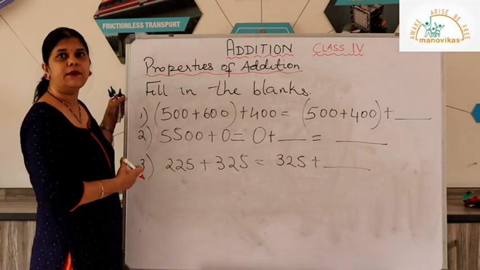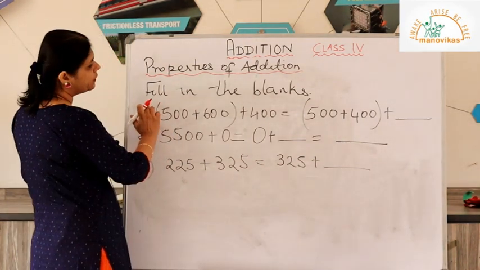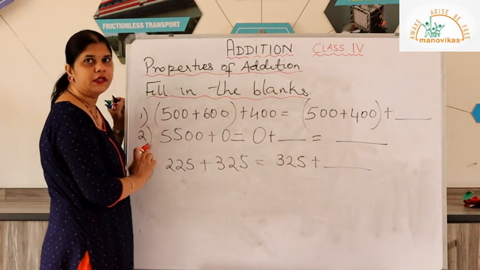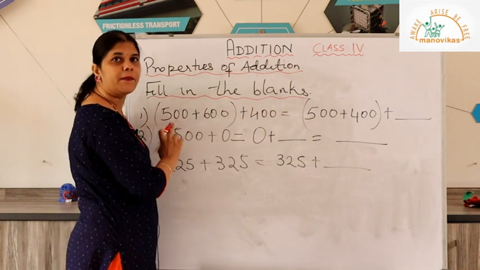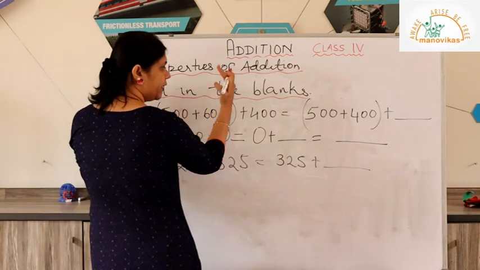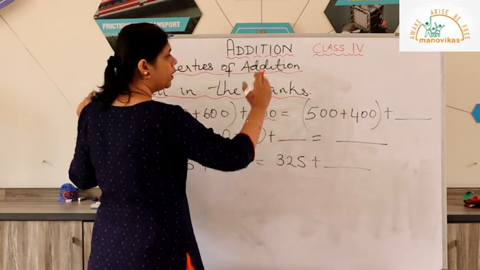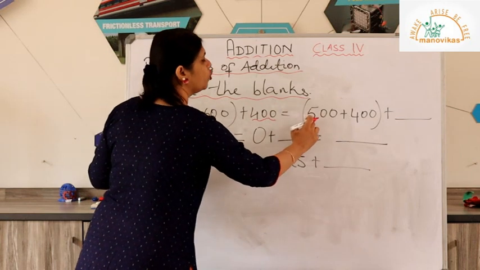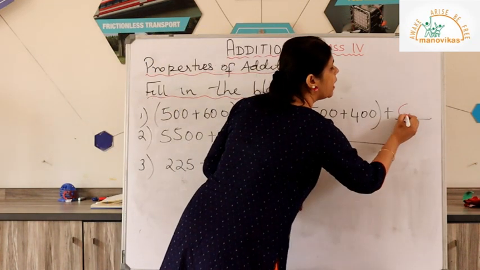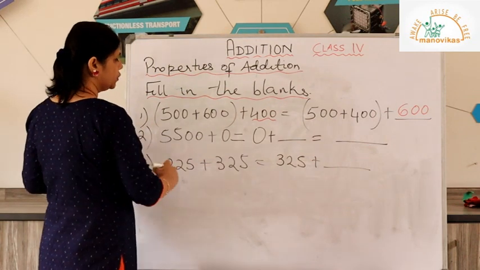Now that you have seen all the three properties of addition, we will solve some examples related to this property. You are given the question, fill in the blanks. Look at the first example, children. In the first example, you will apply the grouping property, right? I have grouped 500 and 600 on the left hand side, and to the total I have added 400. So on my right hand side now, what do I have? I have grouped 500 and 400. So I have to write here the third number, that is 600. Is it clear? Now go to the next example.